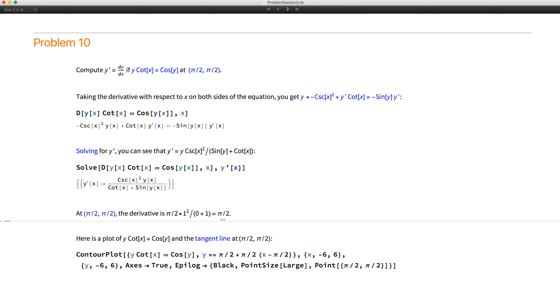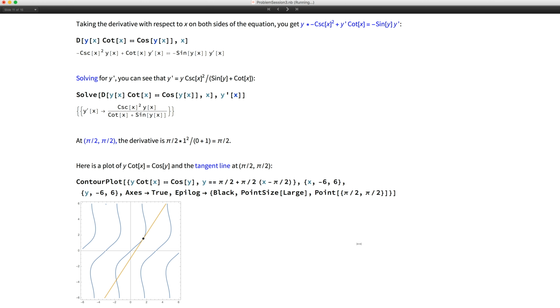derivative at that point. Once you have the derivative, you can compute the tangent line, y equal to pi over 2 plus pi over 2 times x minus pi over 2, and plot the curve and the derivative, and you get back this beautiful plot over here.